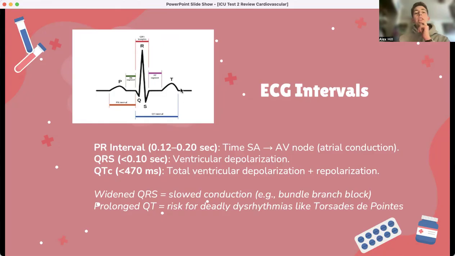And then your QTc is this whole thing. That's important. Down here it mentions that a prolonged QTc puts you at risk for deadly dysrhythmias, and essentially it makes the time when your action potentials are weak to repolarize longer. We're going to talk about this. It makes it longer, and so you're more likely to get a PVC, and then the PVC happens on top of the T wave.